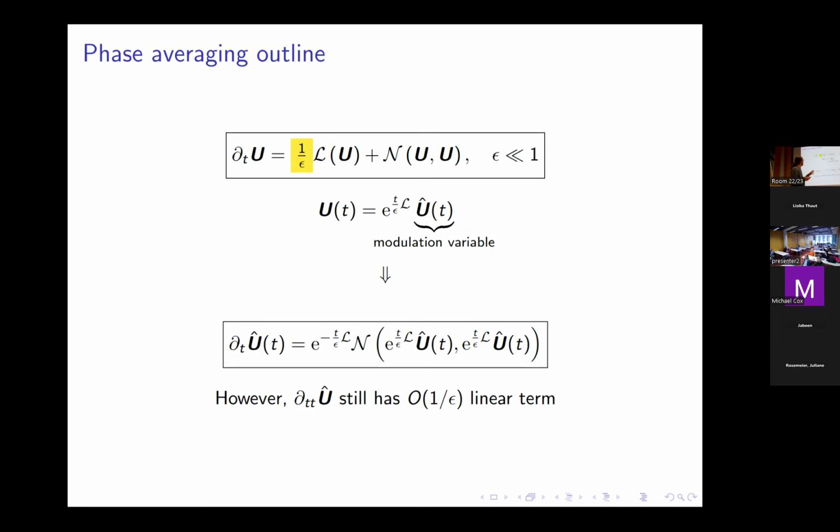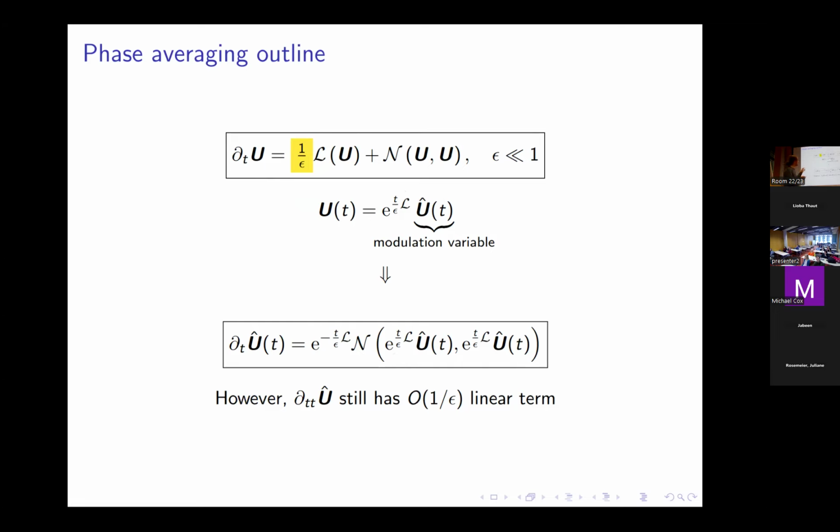To try and remove some of this oscillatory stiffness, we transform into something called the modulation variable. This modulation variable is not dependent on this fast time scale. So you have this exponential phase in front of this slow modulating amplitude. If you take the derivative of this expression and sub it into here, you get this box equation at the bottom. So these two equations are equivalent.